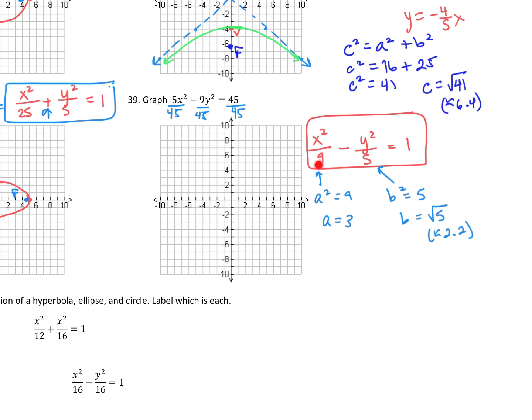Because our a squared is below the x squared, the x is a horizontal axis. This hyperbola has a horizontal transverse axis. So that means that our vertices are going to go on the horizontal axis. So we can go ahead and plot those from the origin. We're going to go to the right 3. Let's label that with a V for vertex. To the left 3, label that with a V for vertex. We can go ahead and get our asymptotes. So our equation for an asymptote with a horizontal transverse axis is y equals plus or minus b over a.